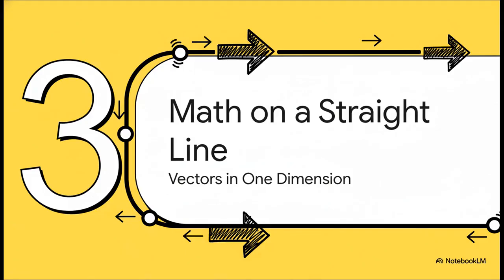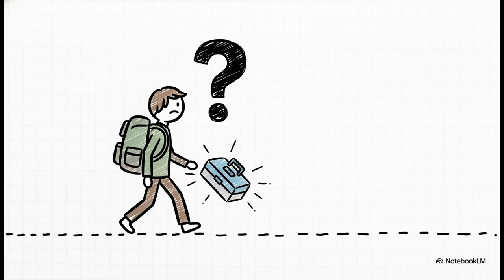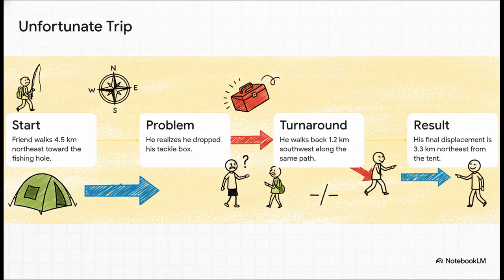Okay, so now that we've got a handle on what scalars and vectors are, how do we actually work with them? Let's start with the simplest possible place, doing a little math on a straight line. Let's stick with our camping trip for a bit longer. Imagine your friend starts walking towards that amazing fishing hole, but oh no, he runs into a bit of a problem. This little story is actually a perfect setup for some one-dimensional vector math. Okay, so just follow the journey.